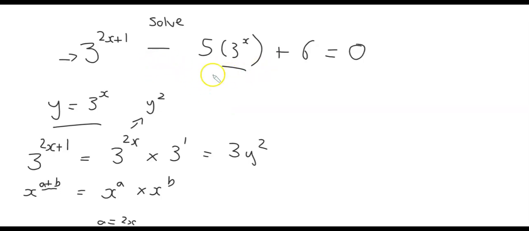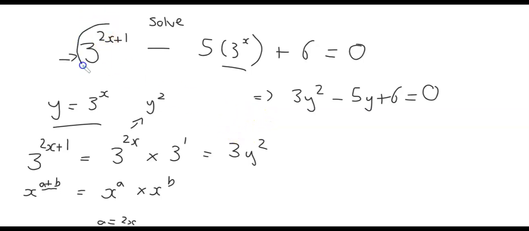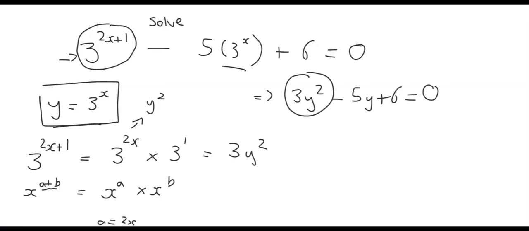So if we were to continue this question, I don't really want to go through the method because we already understand it, but our first step then would be 3y squared minus 5y plus 6, and then you would proceed to solve this, then solve for y, and then work out what x is after that, as we did in the previous question. But the thing I really wanted to home in on specifically is the fact that 3 to the 2x plus 1 is actually 3y squared when we choose that y is equal to 3 to the x.